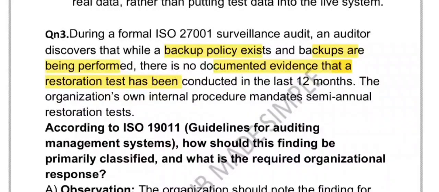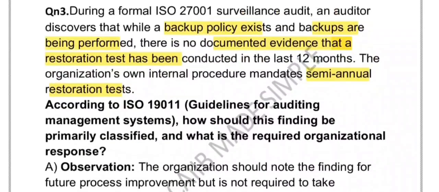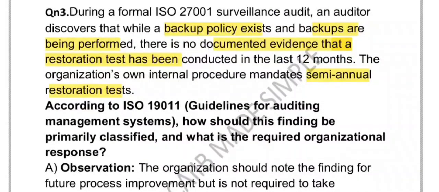The organization's procedure says that a restoration test must be done every 6 months. That's called a semi-annual restoration test. But the auditor finds a gap between what is required and what is done. Yes, the auditor finds a gap between these two. So the question is, how should this finding be classified under ISO 19011, and what must the organization do in such a case? How should this finding be primarily classified, and what is the required organizational response? These are the two questions that have been asked here.